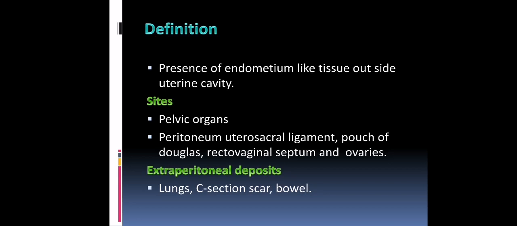Now, starting with the definition, endometriosis is defined as presence of endometrium-like tissue outside the uterine cavity. The commonest sites include pelvic organs, peritoneum, uterosacral ligaments, pouch of Douglas, rectovaginal septum, and ovaries. In case of extraperitoneal deposits, it can involve lungs, cesarean section scars, or bowel.